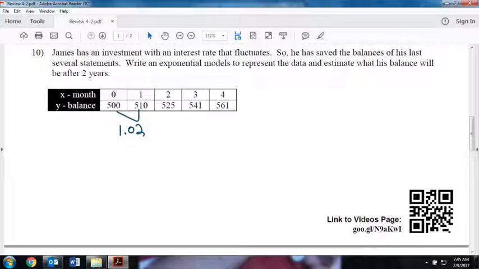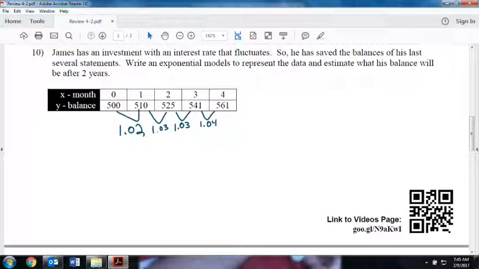525 divided by 510 is 1.029. So that's 1.03. 541 divided by 525, we get 1.03 again. 561 divided by 541, we get 1.0369, so that's really 1.04. And that's that. So they're all different. They're really, really close. And they tell us to make an exponential model out of it.